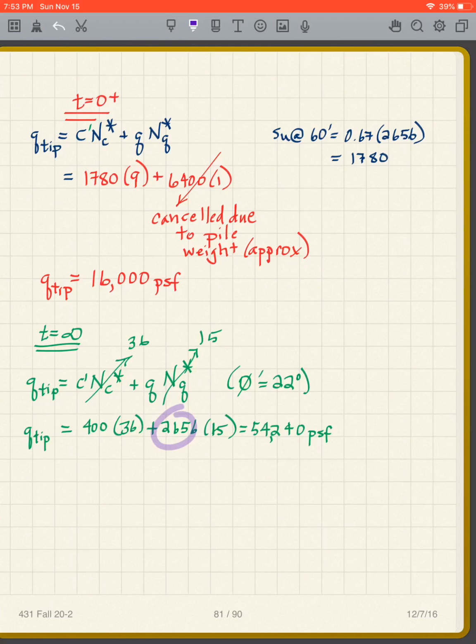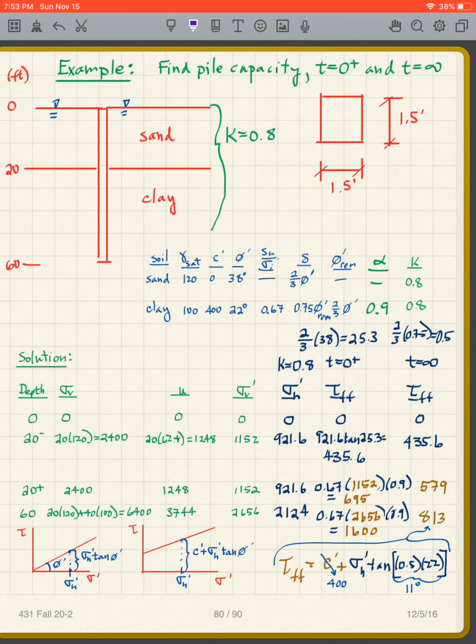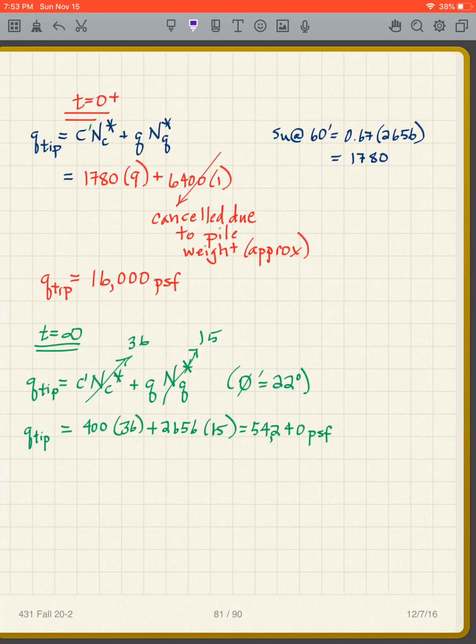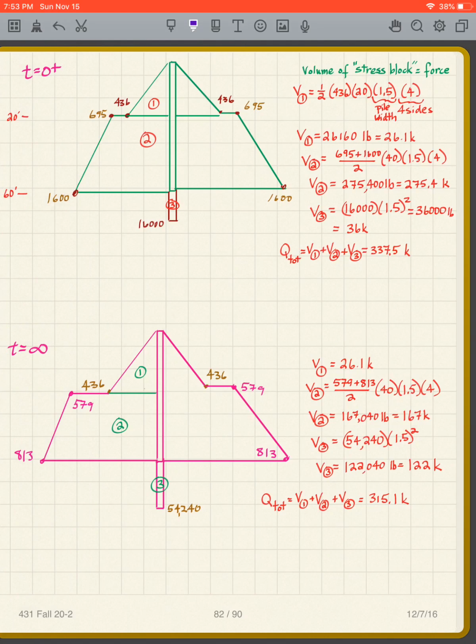And what is my Q? Again, the 2656 is what? Now we're effective stress. We now want the effective stress there at that Q. And we've already calculated it. There it is. Multiply that out, and I get my Q tip of 54,240. I'm not going to go through all of this, but you can get all these.